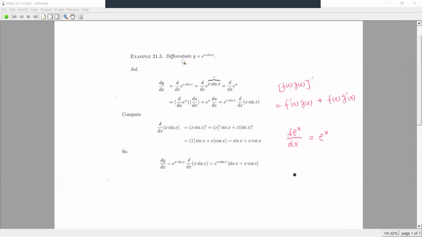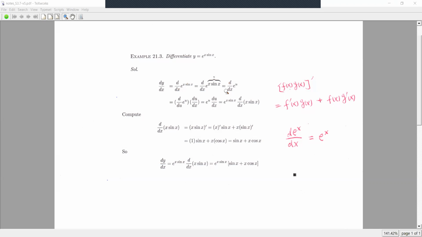Example 3. Differentiate this function. The power in this function is x times psi of x, not just x. So we cannot directly apply this formula to compute the derivative. Now, take the derivative of y with respect to x. Plug in the function for y, then I have this equation. Now, I want to simplify this function. I let u be the power, x times psi of x. Then the function becomes very simple, just e to u.